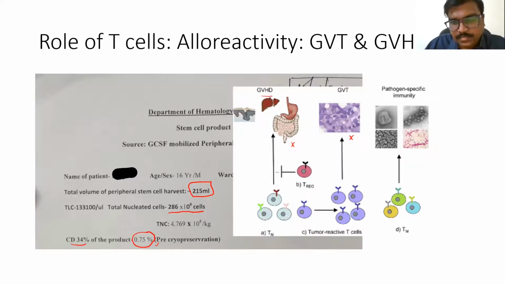And not only that, we should understand that the patients are completely immunodepleted, and they do not have any immunity against any possible infections that they might be acquiring after the intense chemotherapy. So these donor T cells will also help in fighting the infections until the recipient develops his own immune system. So this is the importance of the T cells.